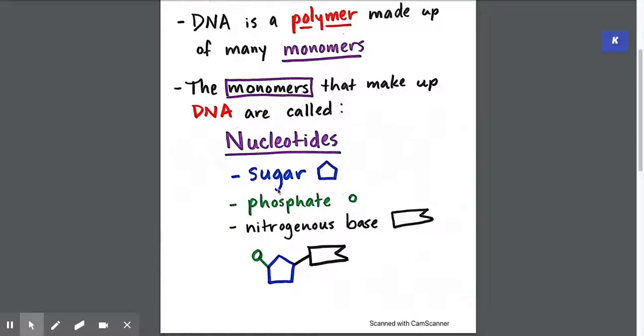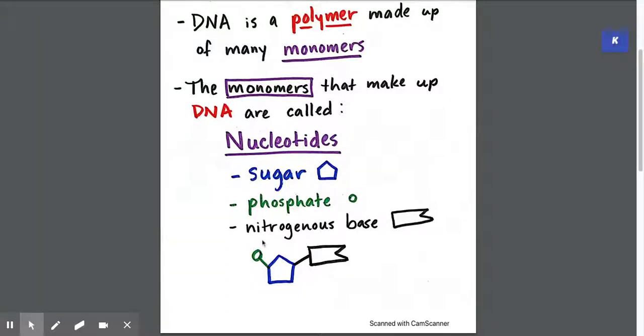A nucleotide has 3 parts. And I've used these very simplified shapes to represent the pieces of the nucleotide. Again, the nucleotide is the monomer. And in our nucleotide, we have a sugar, a phosphate, and a nitrogenous base. We often just shorten it to base. And again, sugar, phosphate, and a base. And specifically the sugar in DNA is deoxyribose. Okay, that is the name of the sugar, but we can just call it sugar.